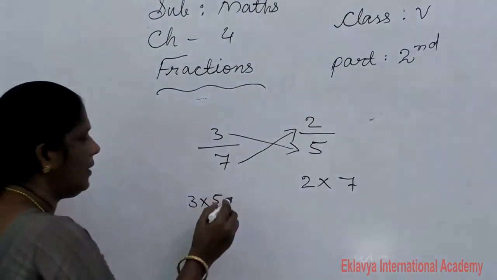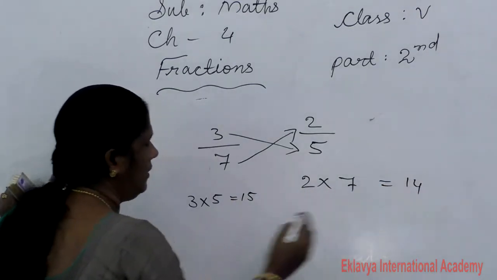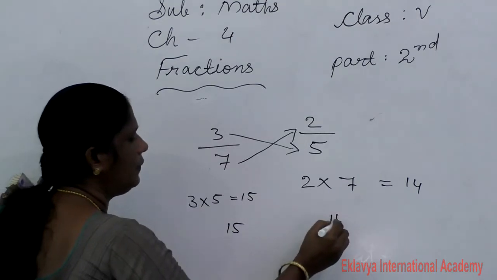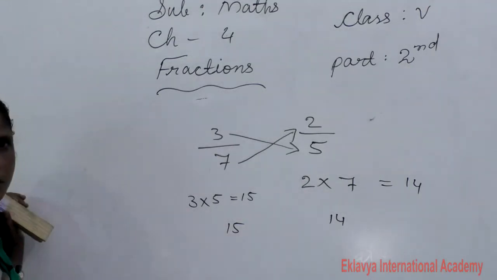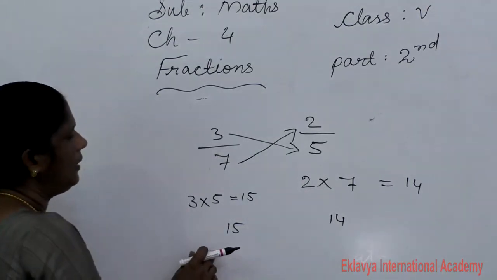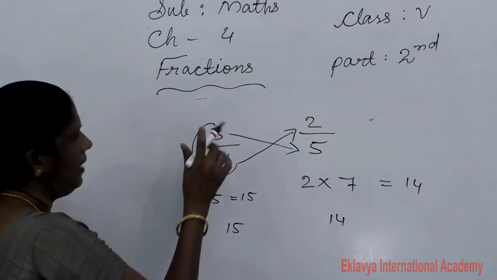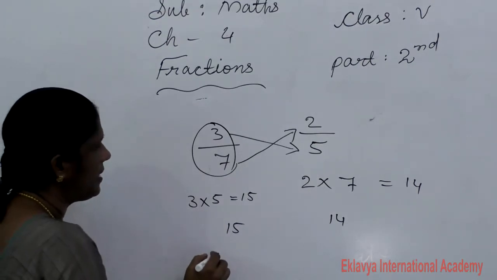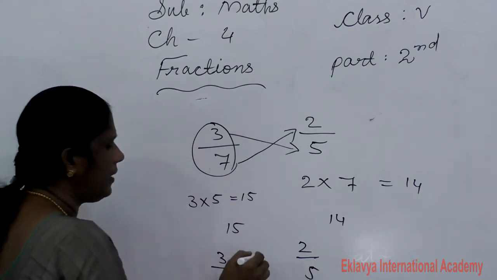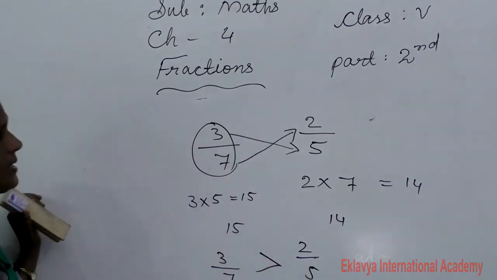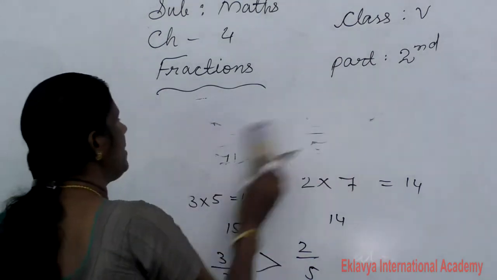3 5s are 15, then 2 7s are 14. Here 15 comes, here 14 comes. Which is greater? 15 is greater. Therefore, this fraction is greater, that is 3 by 7 and 2 by 5. Which is greater? 3 by 7 is greater. Understand? Then again one more example.